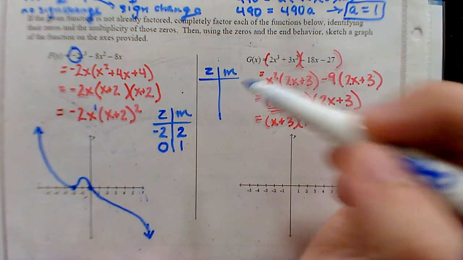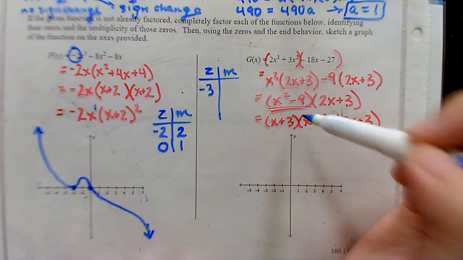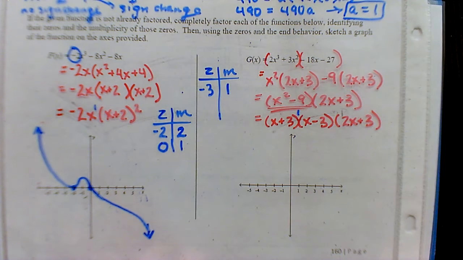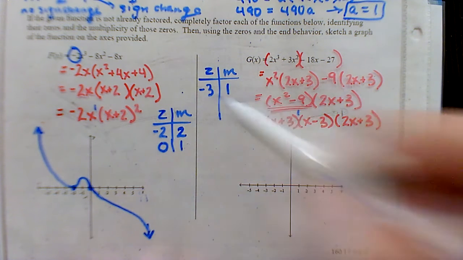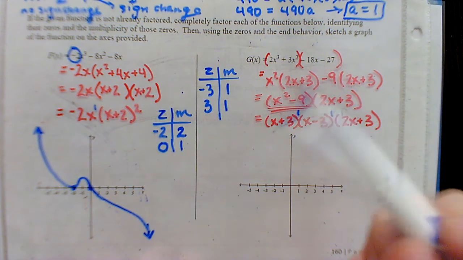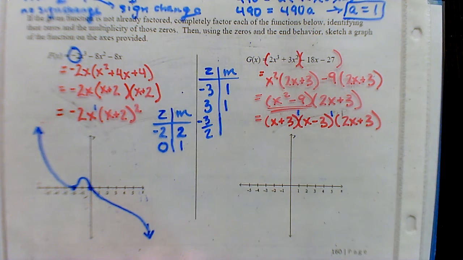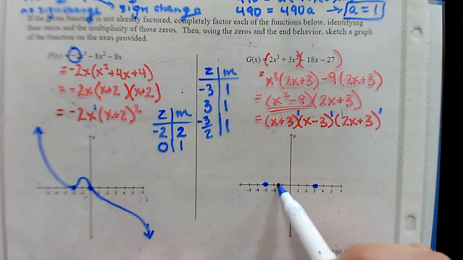-3, okay, and its multiplicity? 1, yep. Any other ones? +3 and its multiplicity? 1 as well, good. -3 halves, that's the same as -1.5, and its multiplicity? 1, good. Alright, so let's go ahead and plot those on the graph. We have -3, +3, and -1.5.